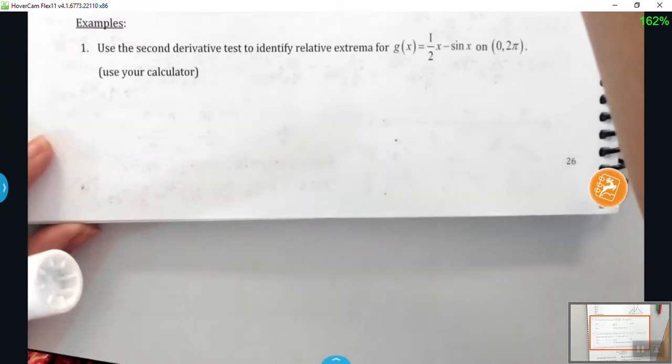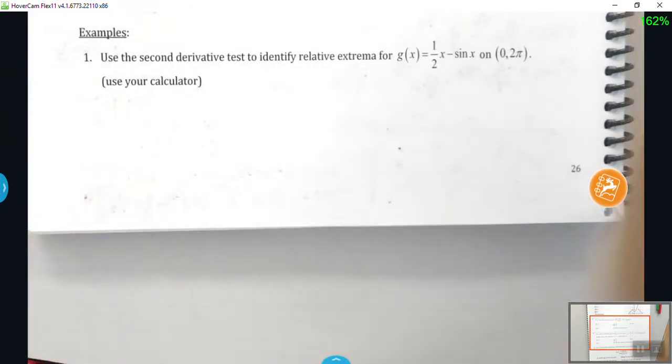Let's take out our calculator and do this one together, because we're going to use the second derivative test to do this one.